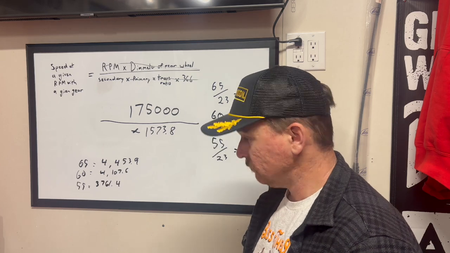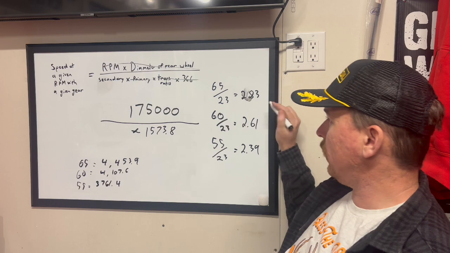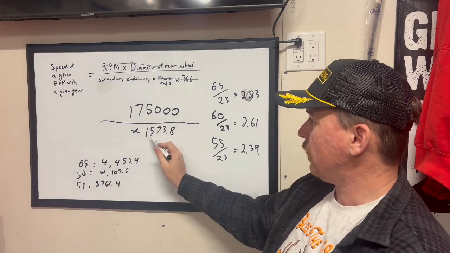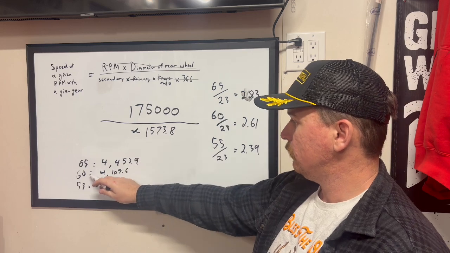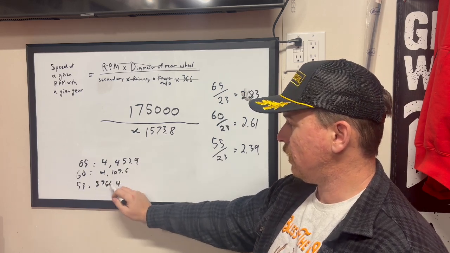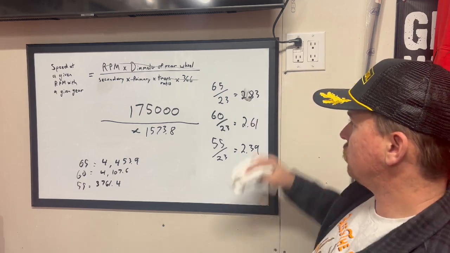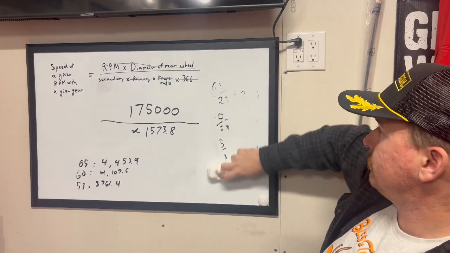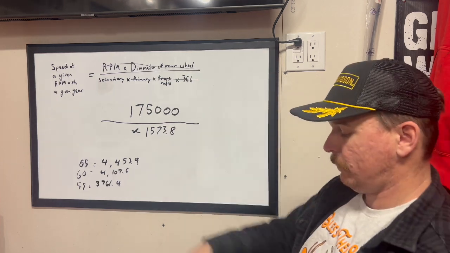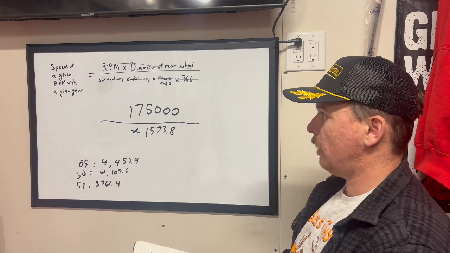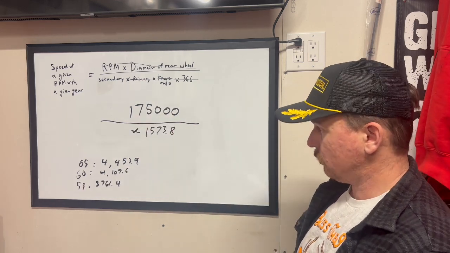That's what we end up getting when we multiply 2.83 times 1,573.8: this number. For the 60 it gets us that, and for the 55 it gets us this. Now that we figured those out, let's do some more math. Now we're going to figure out our different speeds for each one. We already know this is our constant up here.